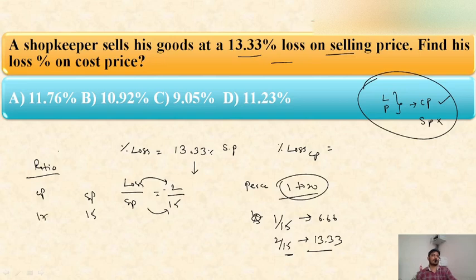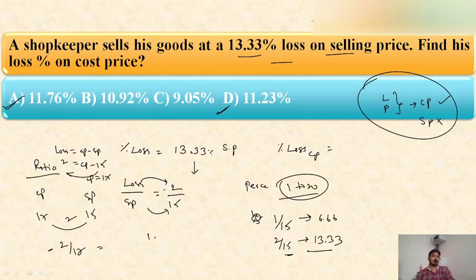Why? Because the loss is equal to cost price minus selling price. Here the selling price is 15, and the cost price we need to find. If you transfer this, we will get the cost price equal to 17 parts. Now you can see there is a loss of 2 parts out of 17 parts. 2 out of 17 is nothing but 11.76 value, so in this also we get the same answer.